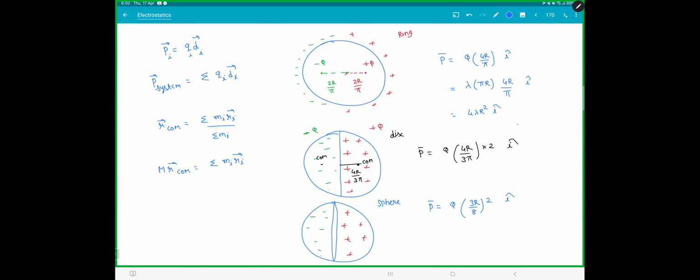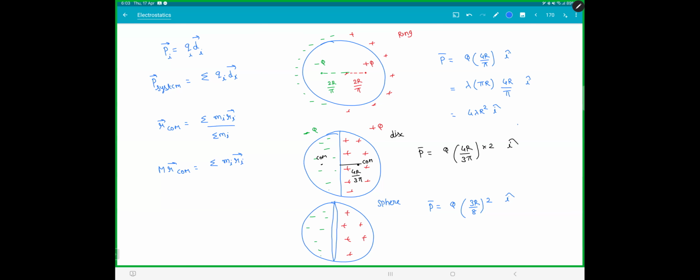It is charge into d power 1, which looks like mass into r power 1. Mathematically, they look the same. Any doubts on this? Clear, Nanj? Any doubts on this? Great. So this is the first part of the dipole, like, how to find a dipole moment of a system.